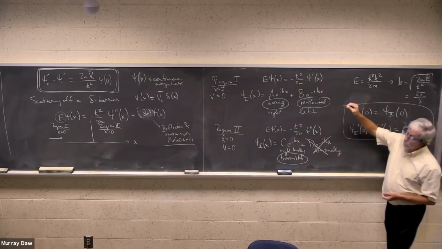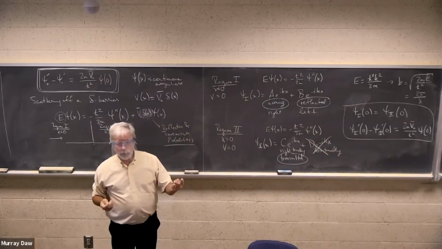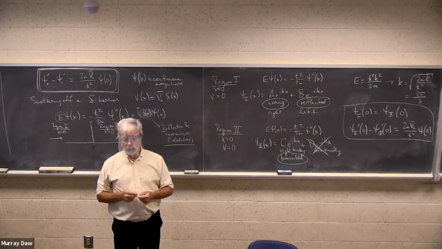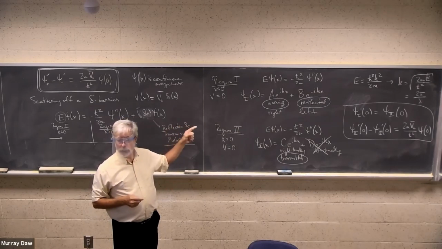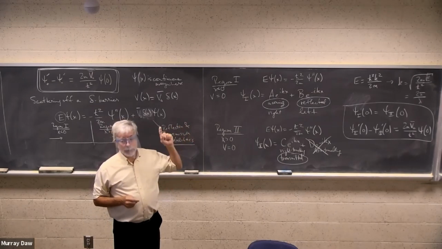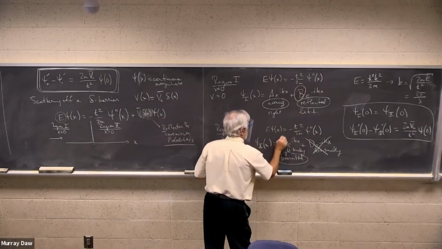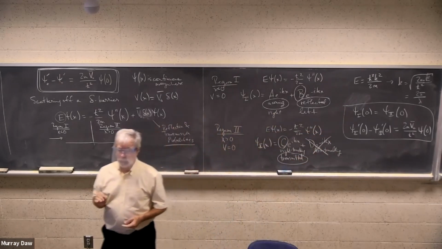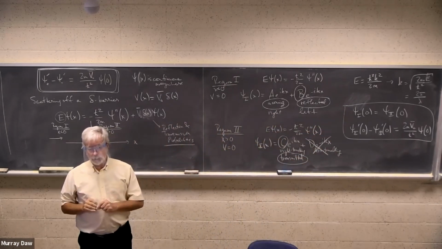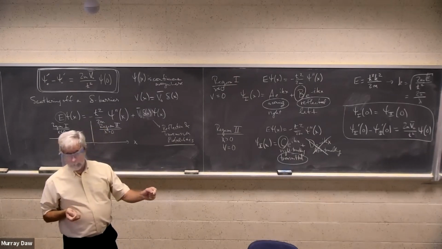So we have unknowns. What are the unknowns in the wave function? There are 2 unknowns. A is known because that's part of the setup. Well, B and C. B and C are the unknowns. We need to find B and C. We have 2 equations and 2 unknowns. So we can completely solve for the problem of finding the reflected and transmitted pieces.